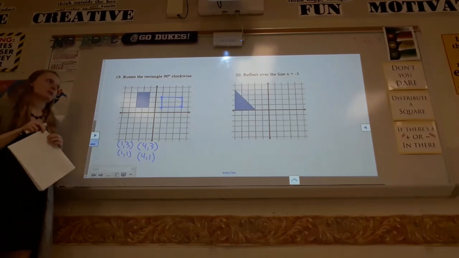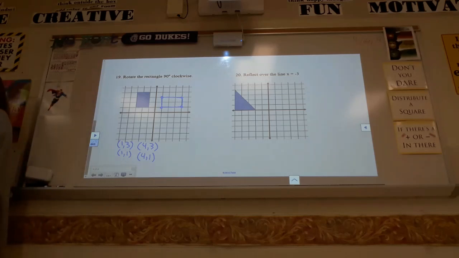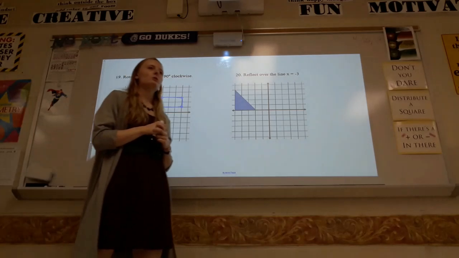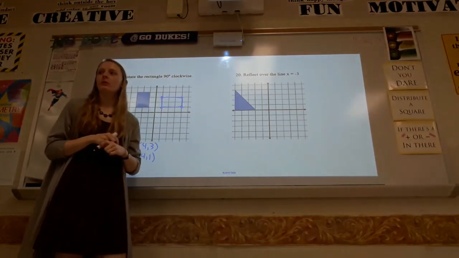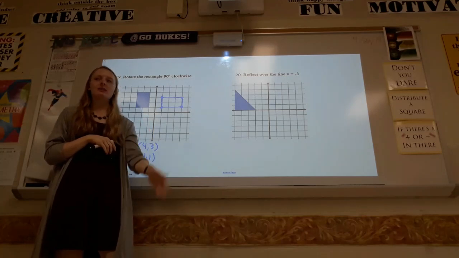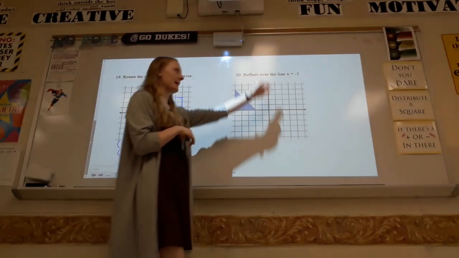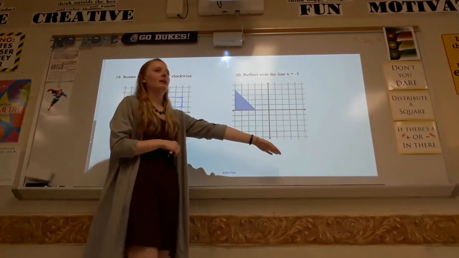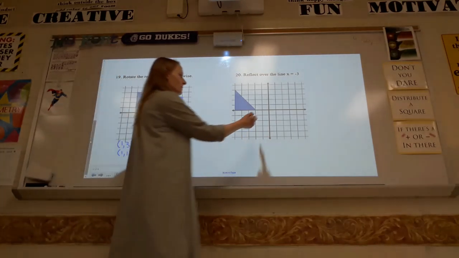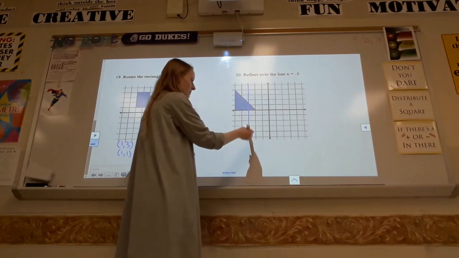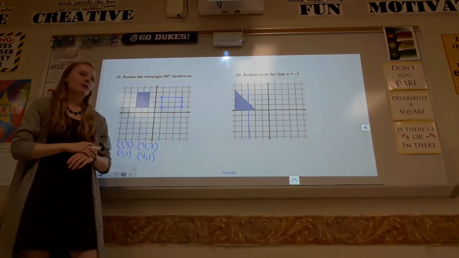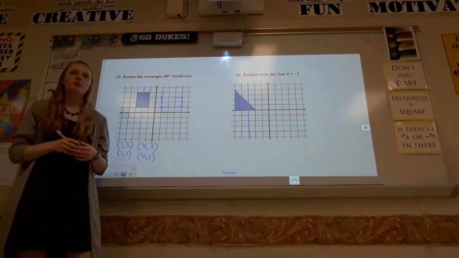Alright, and then the next one is going to be reflecting over a line. Reflect over x equals -3. Would this be a horizontal or a vertical line? It is vertical. When I say x equals, that means that's the axis that you're crossing. So if I'm crossing the x-axis, it's vertical. At what value? At -3. So you're going to go to -3 on the x-axis, and you're going to draw that, that's your mirror. Your line of reflection.